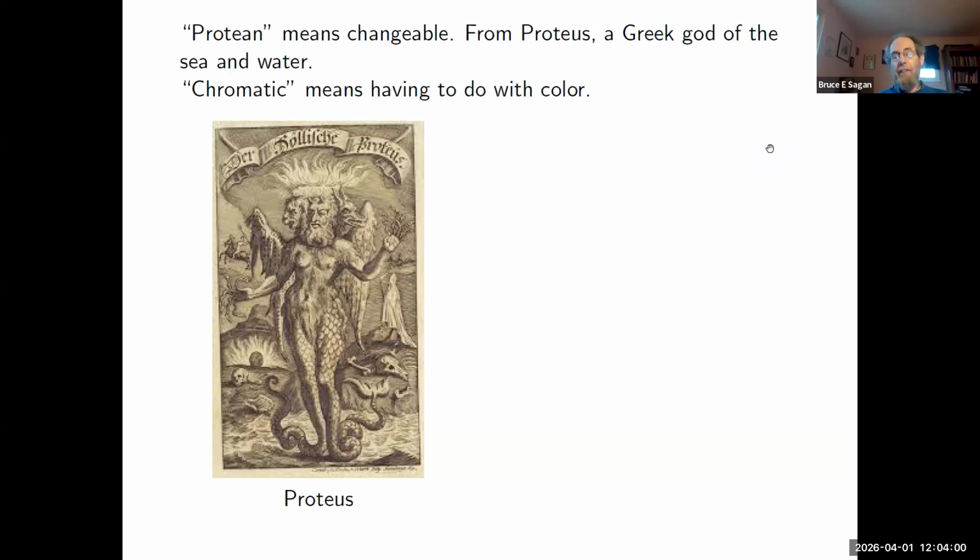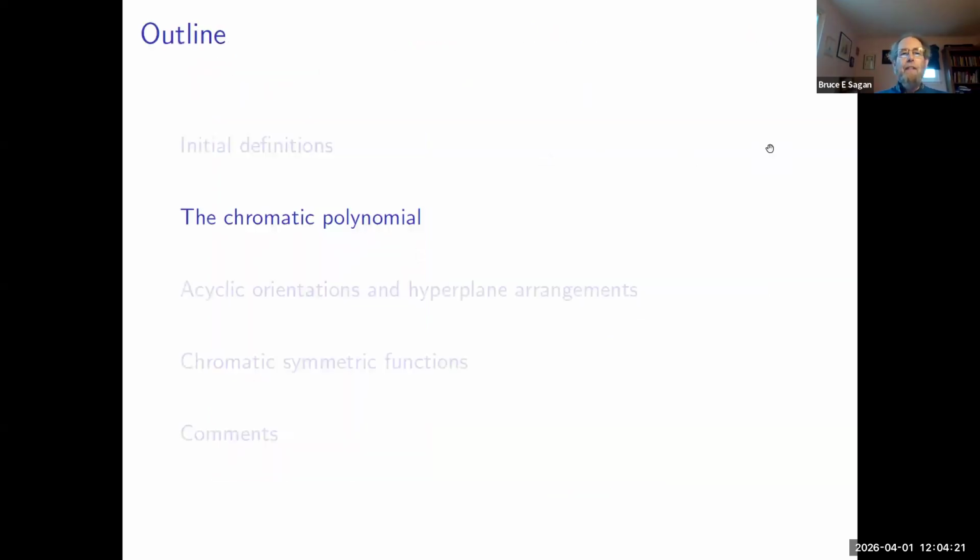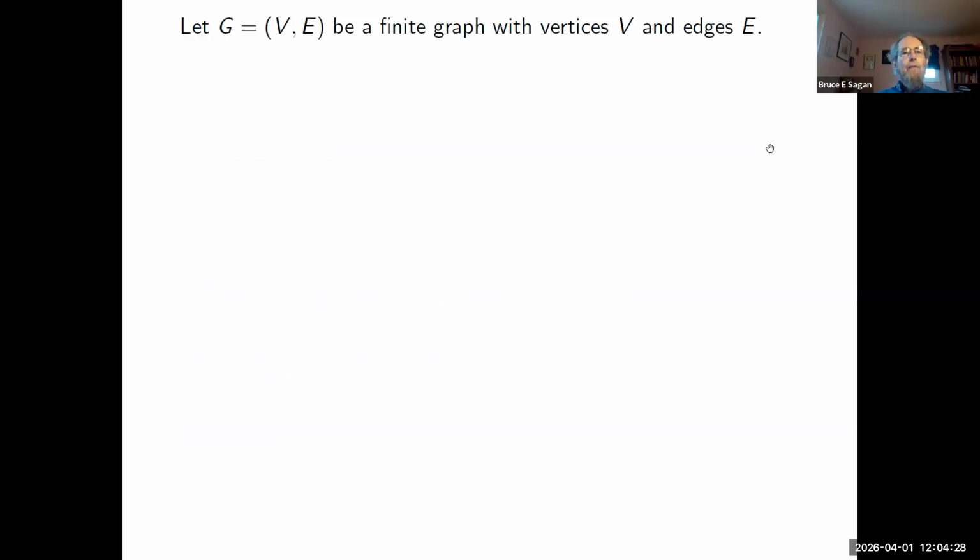And then chromatic here, despite the fact that I'm a musician, has nothing to do with music. Here we're talking about coloring. So there's a colorful annulus. Now, I'm sure I don't need to define the word polynomial, but it may not be clear what chromatic has to do with polynomial. So that'll be our first order of business, to tell you exactly what the chromatic polynomial is. Okay, so G is going to be a graph.